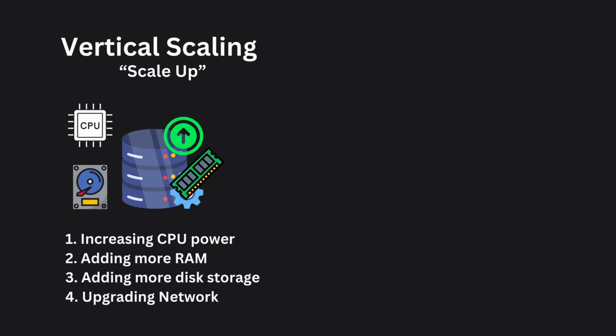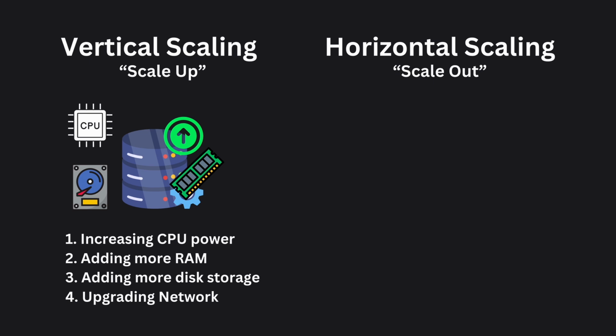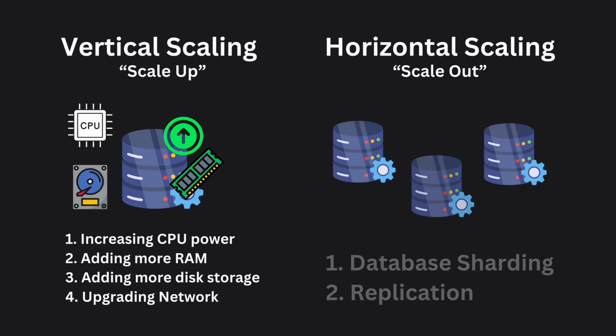The first option is vertical scaling or scale up. In vertical scaling, you improve the performance of your database by enhancing the capabilities of individual server where the data is running. This could involve increasing CPU power, adding more RAM, adding faster or more disk storage, or upgrading the network. But there is a maximum limit to the resources you can add to a single machine, and because of that, it's very limited. The next option is horizontal scaling or scale out, which involves adding more machines to the existing pool of resources rather than upgrading a single unit.